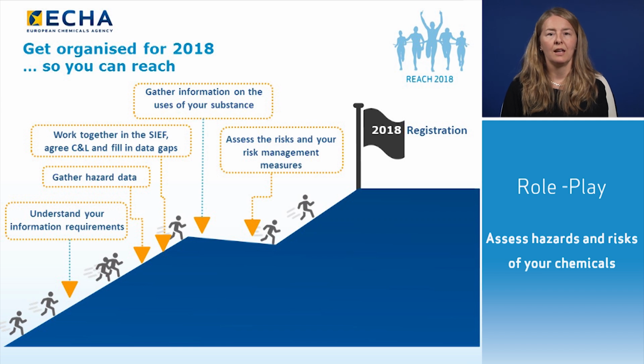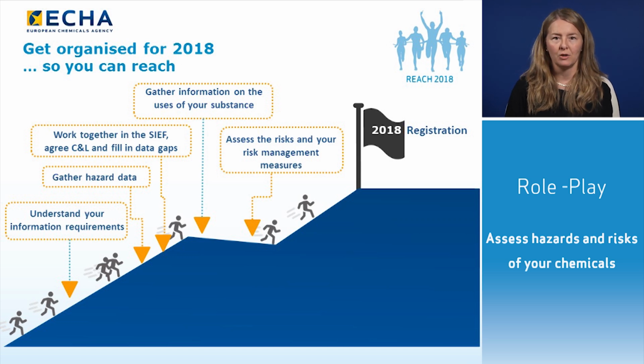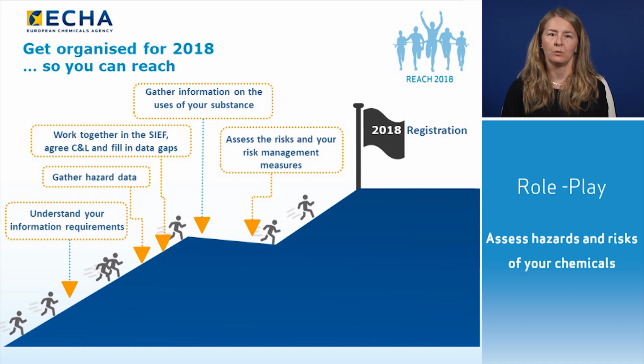Before starting, there are some ideas I would like to share with you. Companies registering the same substance must work together to share and compile information on the uses, hazards and risks of their substances in order to demonstrate their safe use. By being well organized, you can achieve the goal to register chemical substances at the latest by 31st May 2018.